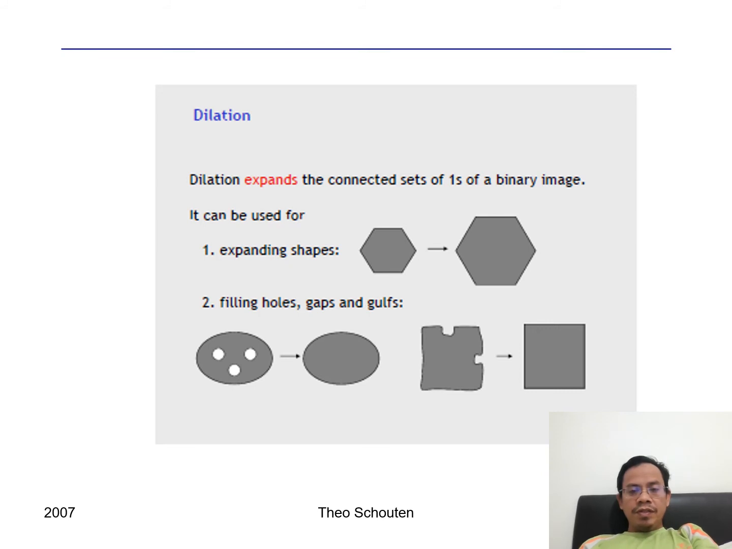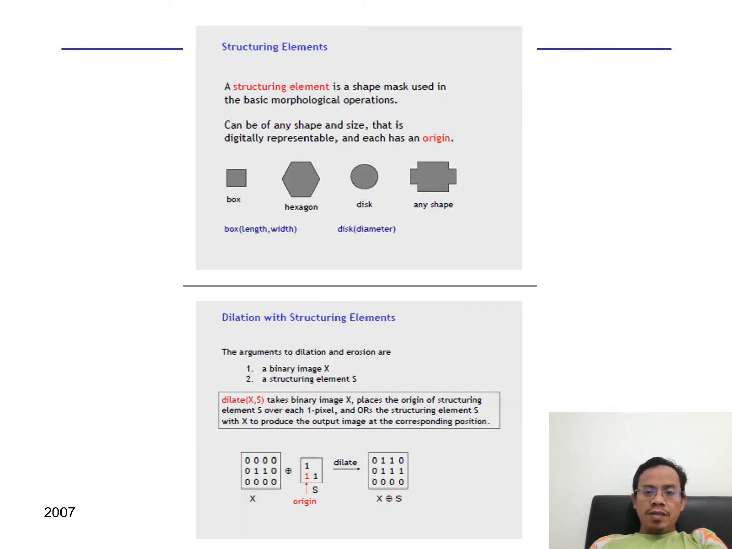For example, if we have this object, so we want this output, so we perform dilation. If we have this object, we perform dilation to get this output. Okay, so that is the function of morphological dilation.